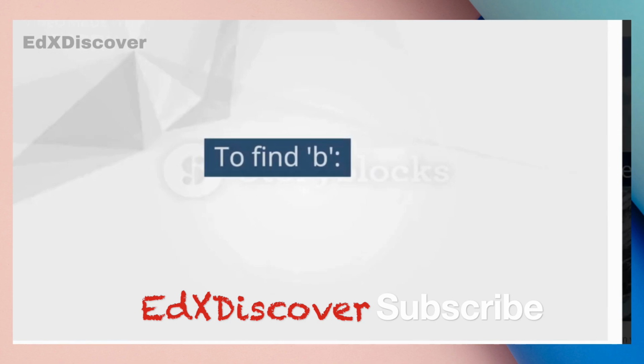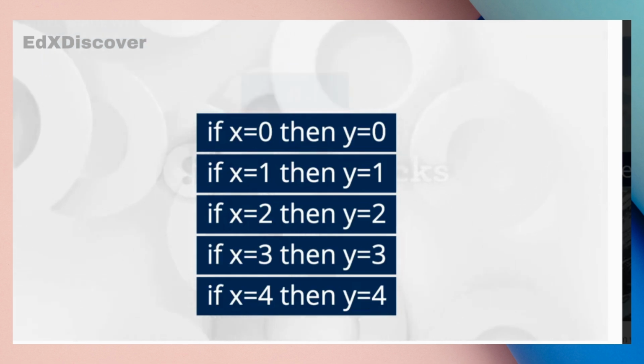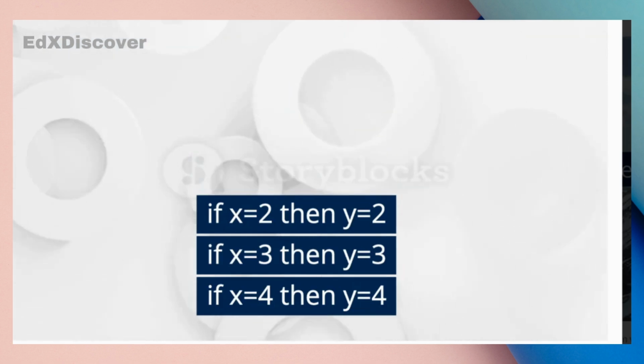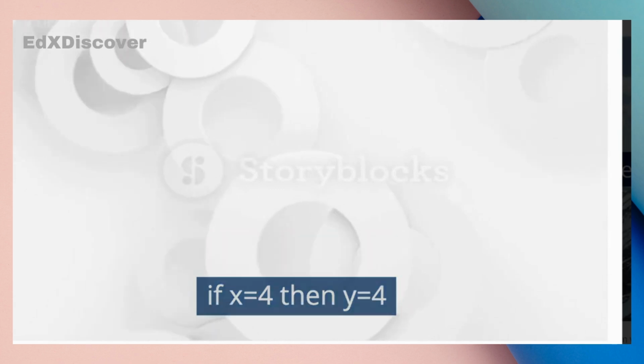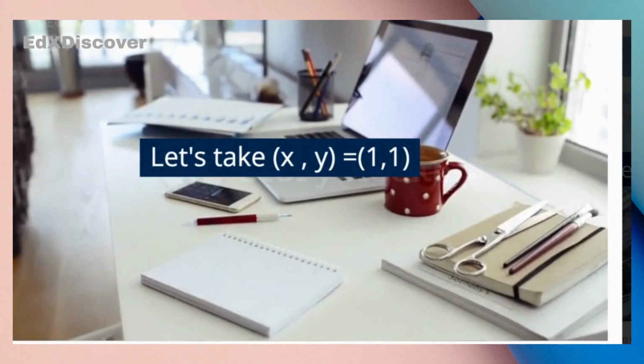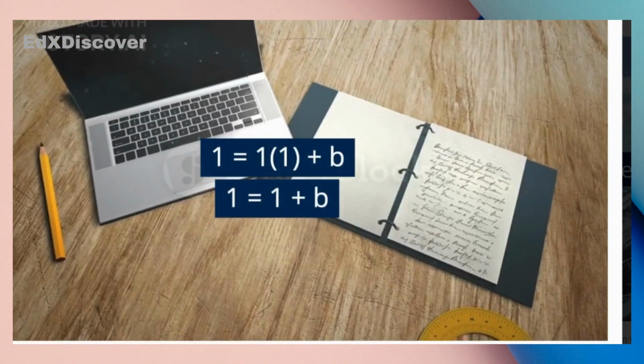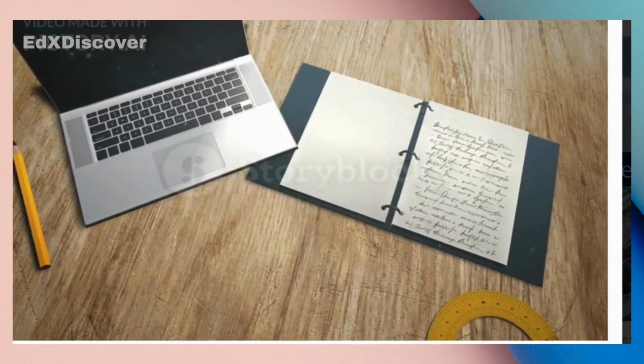Now, to find the equation of the line, the equation is y equals mx plus b. We already know the slope, m equals 1. To find b, let's take 1 point from the table. If x equals 0 then y equals 0. If x equals 1 then y equals 1. If x equals 2 then y equals 2. If x equals 3 then y equals 3. If x equals 4 then y equals 4. Let's take (x, y) equals (1, 1). Now substituting this in the equation: 1 equals 1 times 1 plus b, so 1 equals 1 plus b.